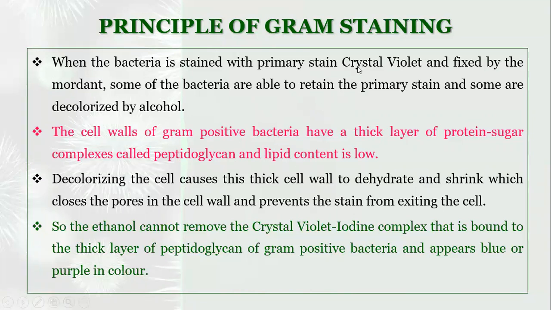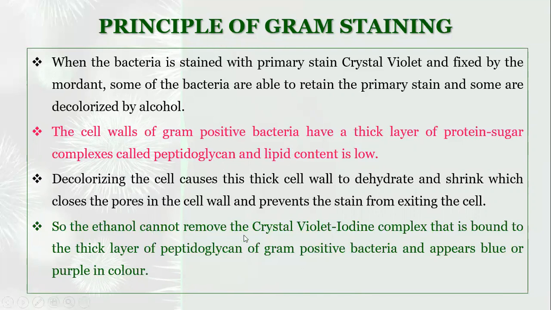So after staining with the crystal violet and treating with the mordant iodine, the decolorizer, that is alcohol, is added. This alcohol dissolves all the lipid content in the cell wall. As the gram-positive contains a thin layer of lipid content, very little dye or stain will be washed away. But gram-negative cells contain a thick layer of lipid and a thin layer of peptidoglycan. So as it contains a thick layer of lipid, all the stain that was present in the cell wall is washed away in gram-negative cells.